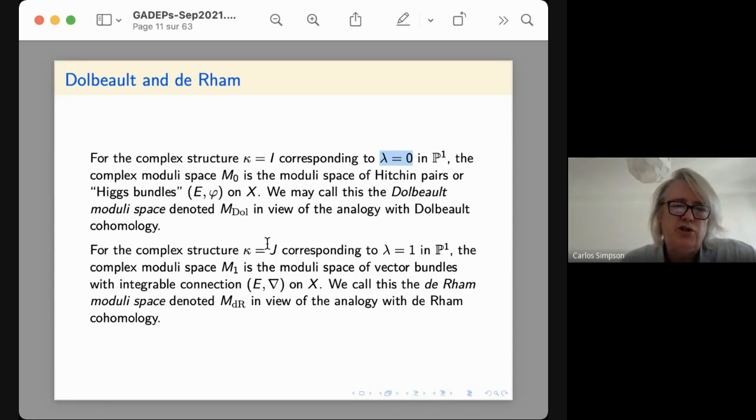Now, for the complex structure J, which is lambda equals 1, in that case, the moduli space is naturally identified with the moduli space of vector bundles with integrable connection on X. And we'll call this the de Rham moduli space and denote it by M de Rham, because it's kind of the non-abelian de Rham cohomology. So the upshot is that in this twistor space, the fiber over lambda equals 0, that's the Dolbeault moduli space, and the fiber over lambda equals 1, that's the de Rham moduli space.